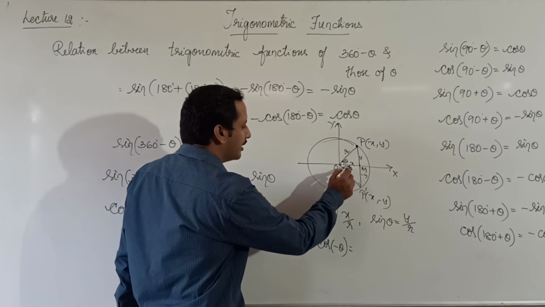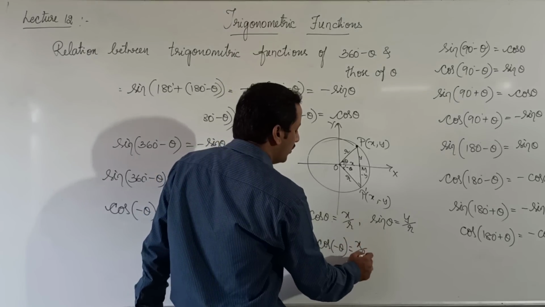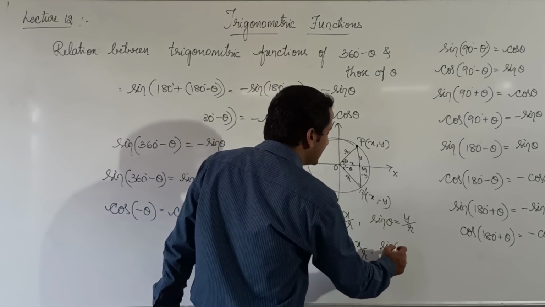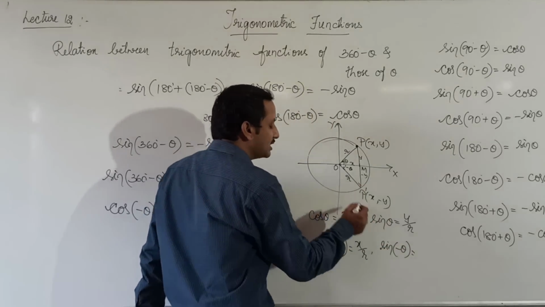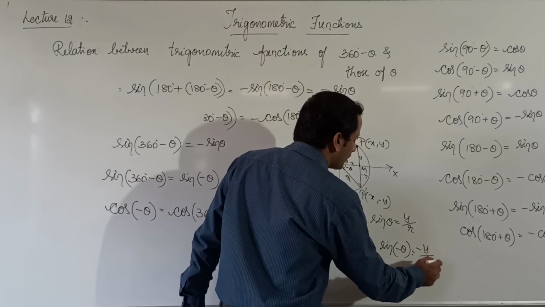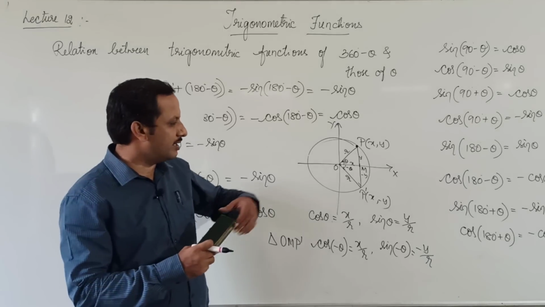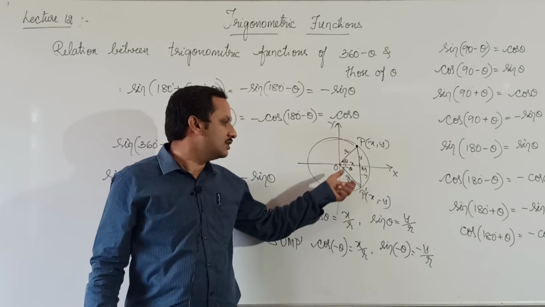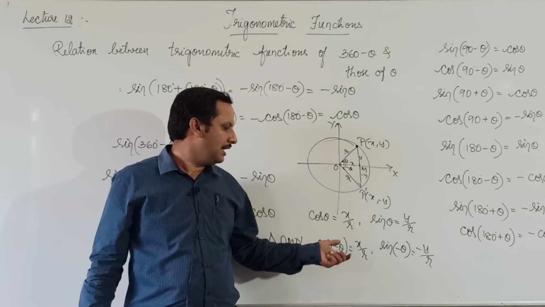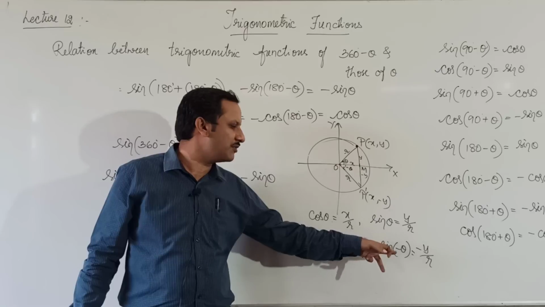that is equal to what? X by r. And what about sin of minus theta? Sin of minus theta is minus y by r. Right? This is in the opposite direction. It's along negative y axis. It's, I mean, in the direction of negative y axis. So this is treated as minus y. Hence you have sin of minus theta is equal to minus y by r.